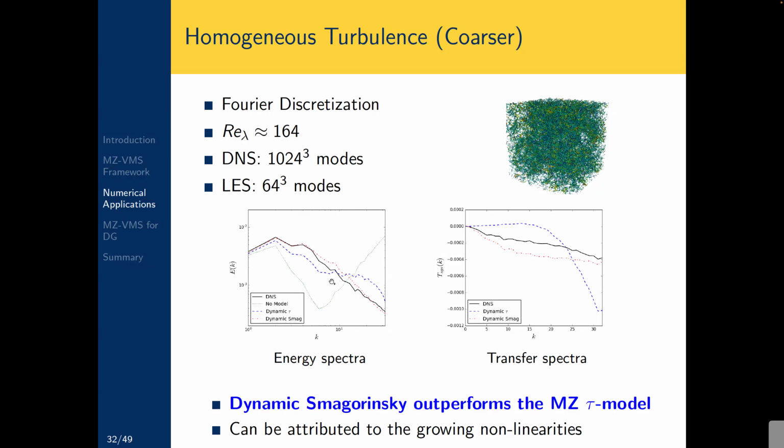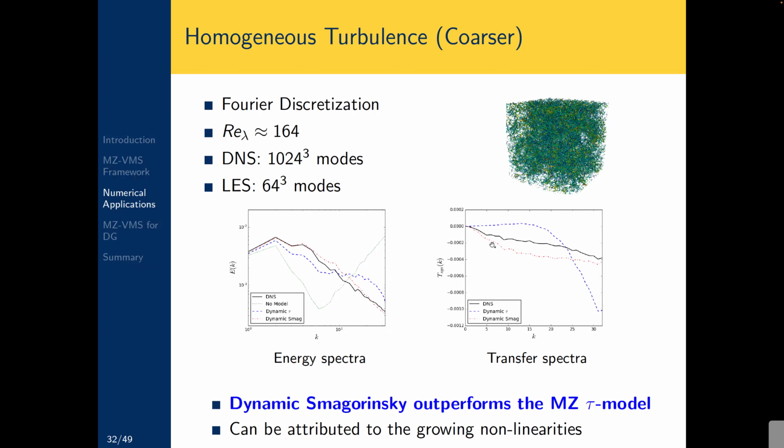Here, again, same color scheme. You can see how bad the no model is, so you definitely need subgrid scale models. Now MZ in blue is doing okay. It's vastly improved over the no model case, but you do see a little bit of buildup in the high energy wave numbers. If you compare that to dynamic Smagorinsky, it's doing a lot better, especially at the higher wave numbers. And if you look at the transfer spectra, dynamic Smagorinsky looks a lot more analogous to the DNS than what the dynamic tau model is giving you.